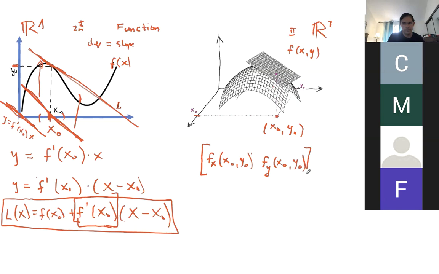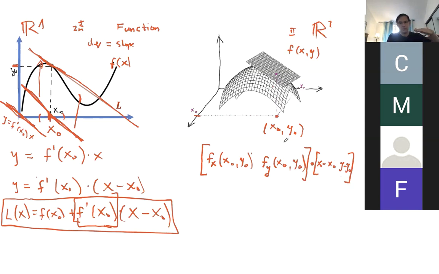Okay. Now I'm going to take the dot product. What we did here in one dimension is a one-dimensional dot product, which is the same as multiplication. But now I'm going to multiply this by the vector x minus x0, and then y minus y0.